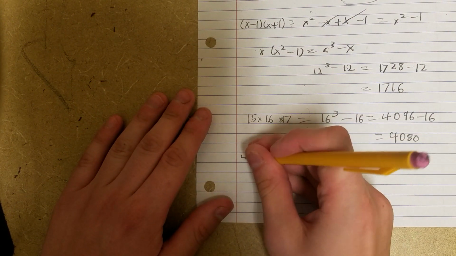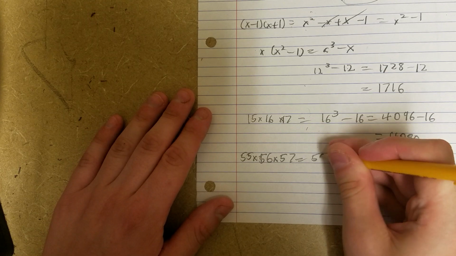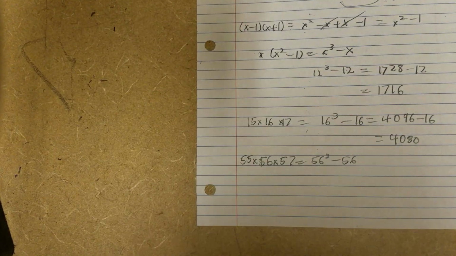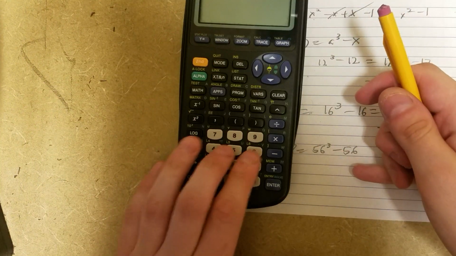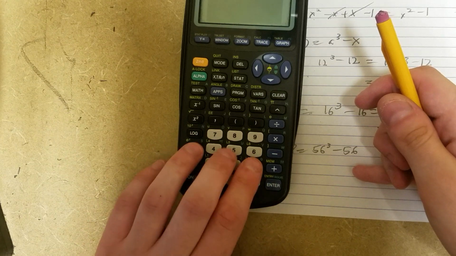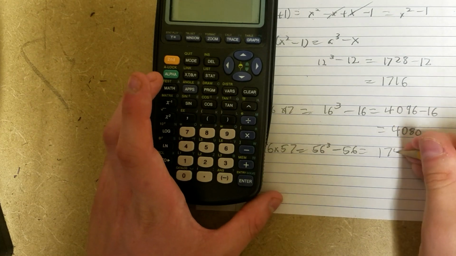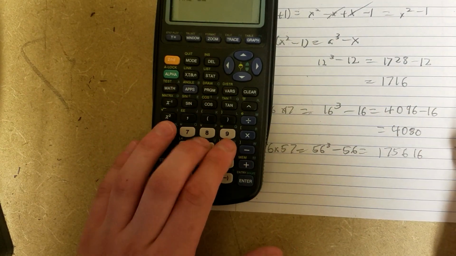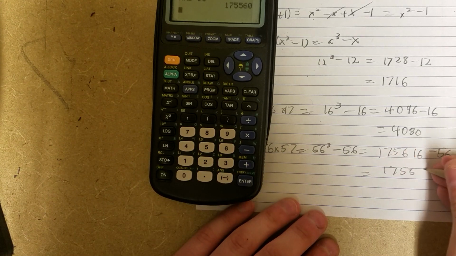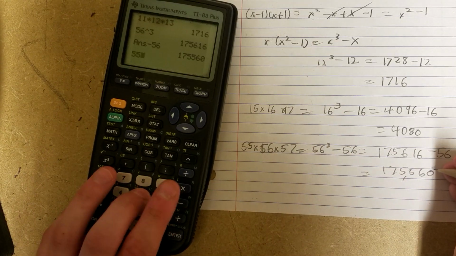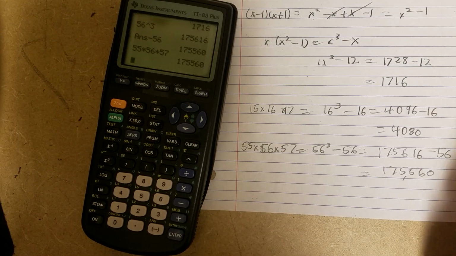But if you wanted to do something more complicated, like 55 times 56 times 57, well, that's just 56 cubed minus 56. Now, I don't remember what 56 cubed is, but instead of calculating all of these terms, you can just take 56 to the 3. Whoop. 56 to the 3, and you get this huge number, 175,616. Subtract 56. I'm going to write that just to be explicit. That's 175,560. And just to be safe, 55 times 56 times 57. What do you know? I just think it's beautiful.